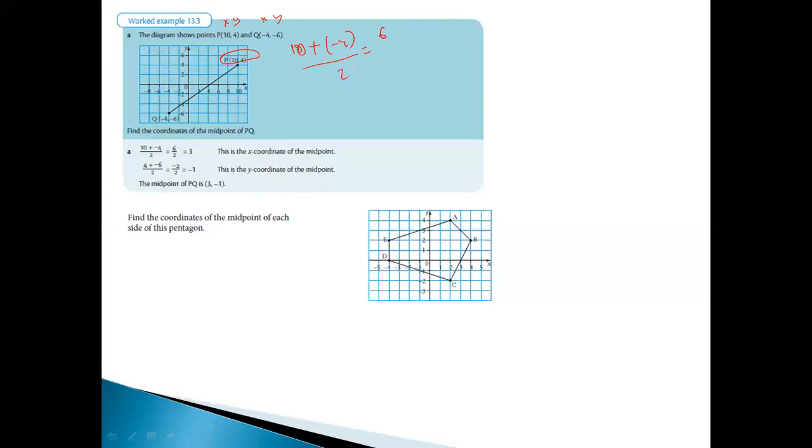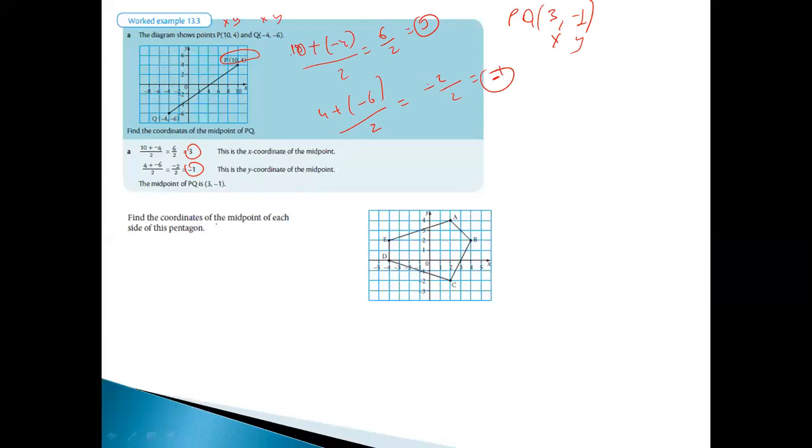10 minus 4 is 6, and 6 over 2 is 3, our midpoint of x. And the second one, the sum of y's: 4 plus negative 6 over 2 is 4 minus 6, which is minus 2, over 2 is equal to minus 1. So the midpoint of P and Q: the first one is x, 3, and the second value is minus 1, of course y. X and y. As you see here, we have found that the x coordinate of the midpoint is 3, and the y coordinate of the midpoint is minus 1. So the answer is (3, minus 1).